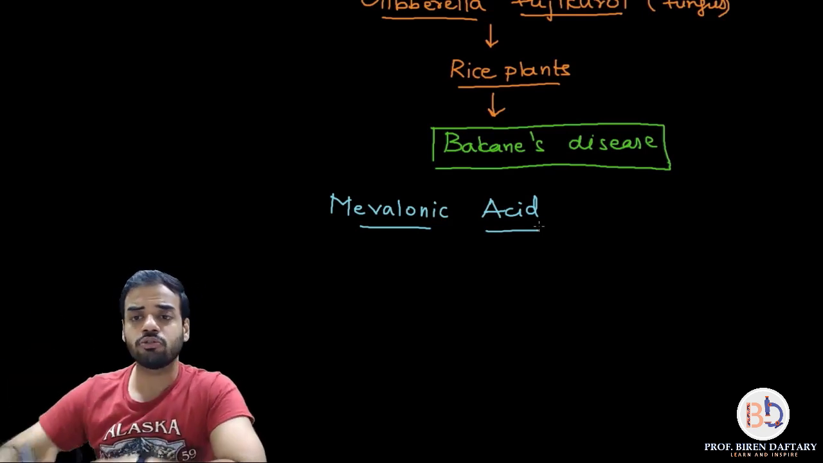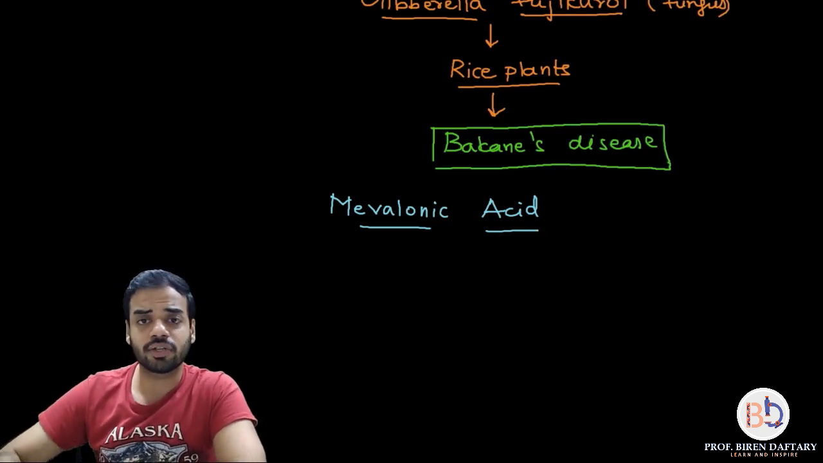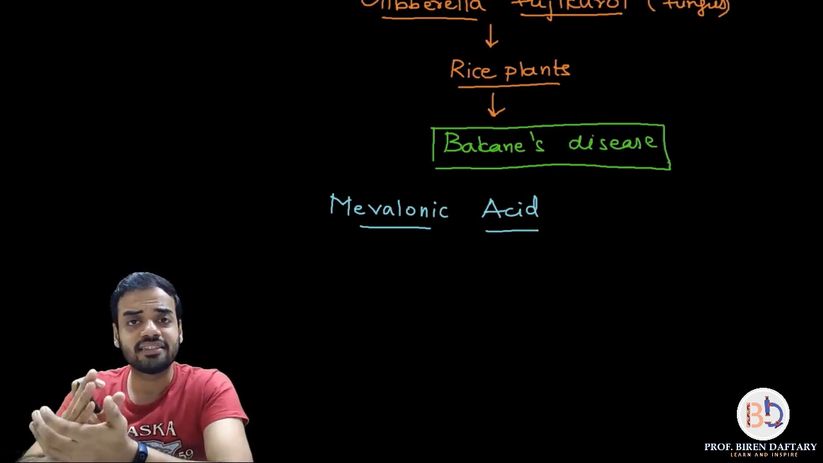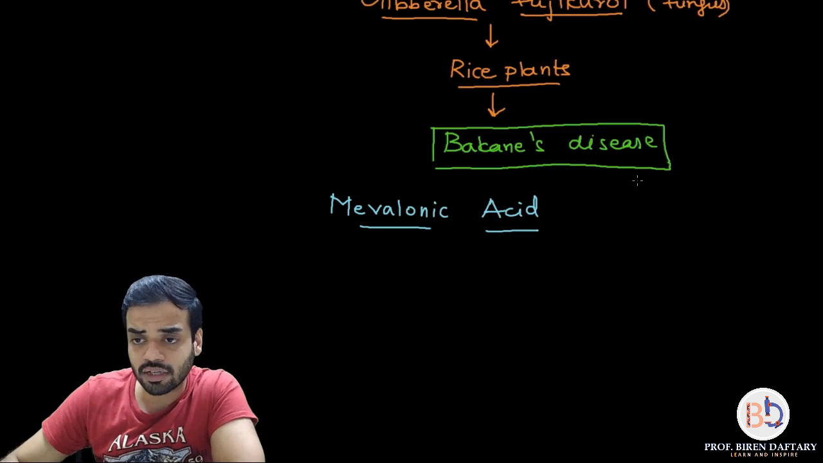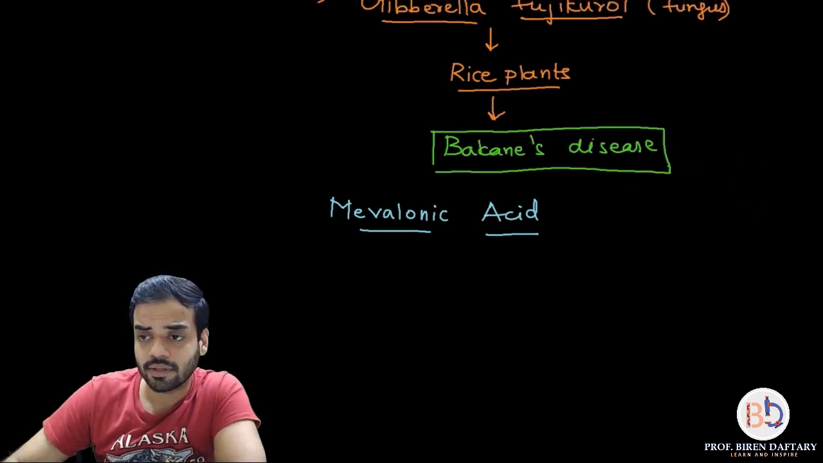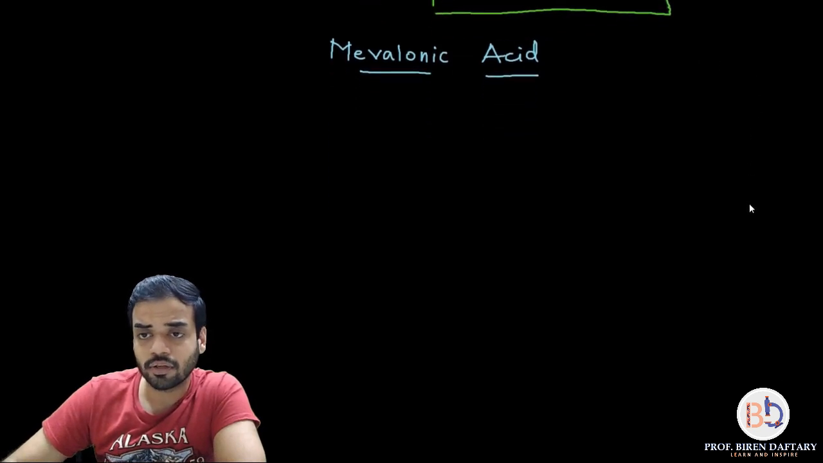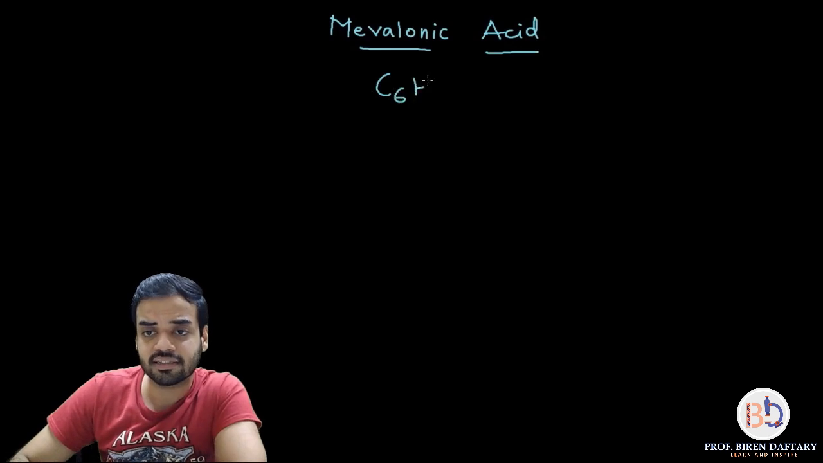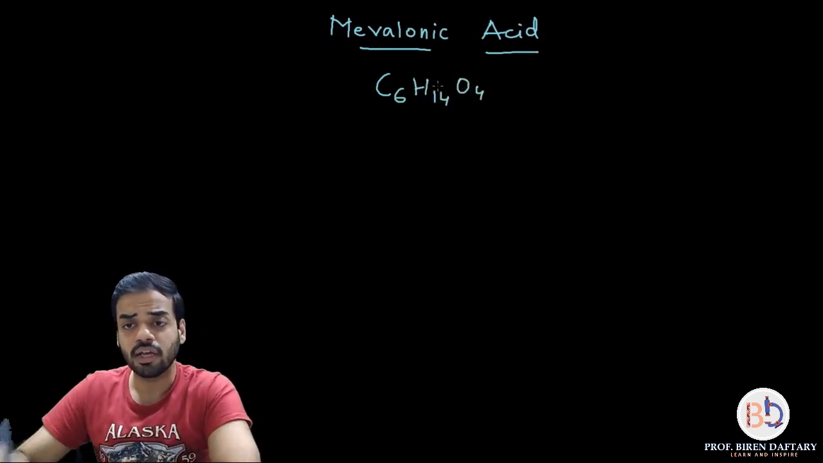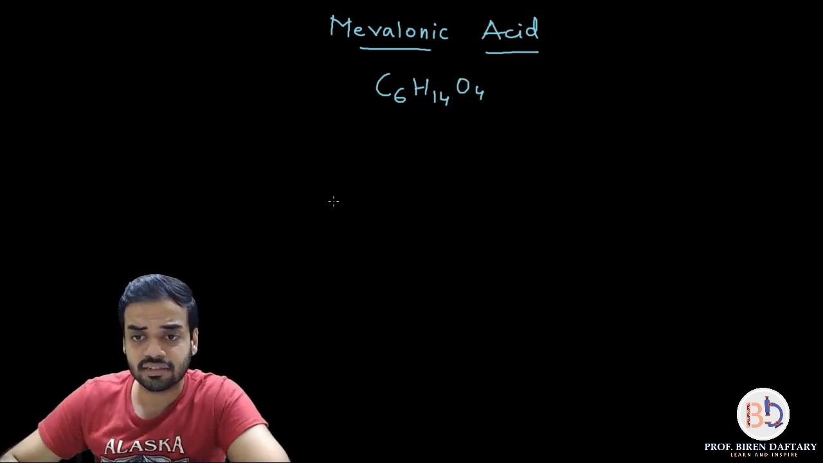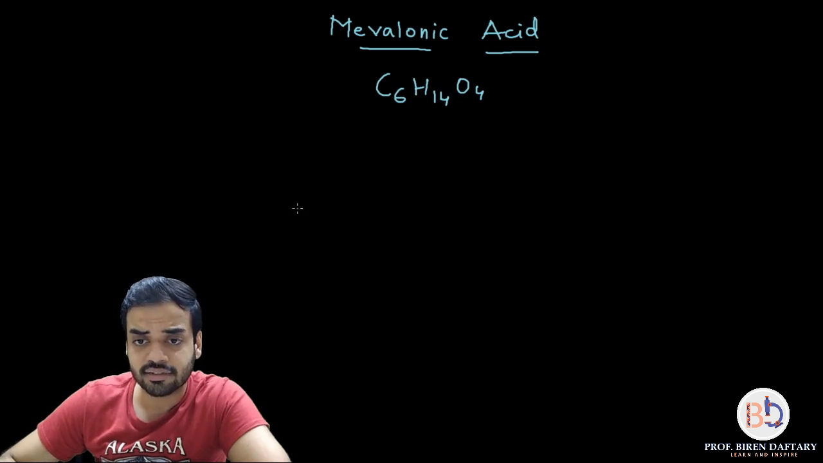Now for all those who want extra information, mevalonic acid is basically an acid which has the molecular formula, so I'm going to write it down over here. Let me just scroll down. Mevalonic acid has the molecular formula C6H14O4. This is extra information. And the structure, if you see, is something like this.